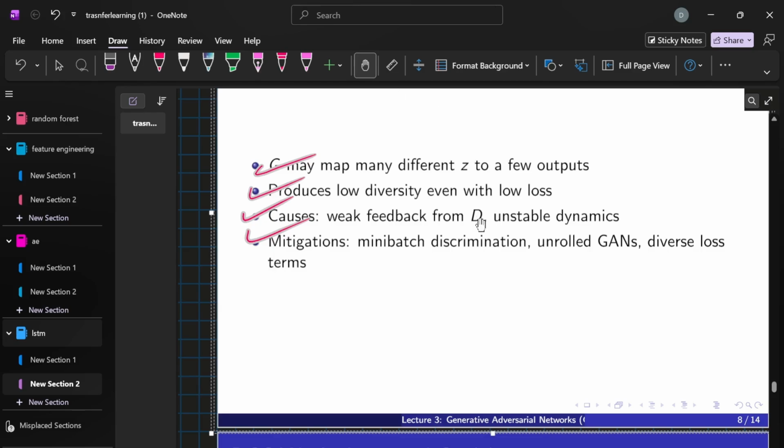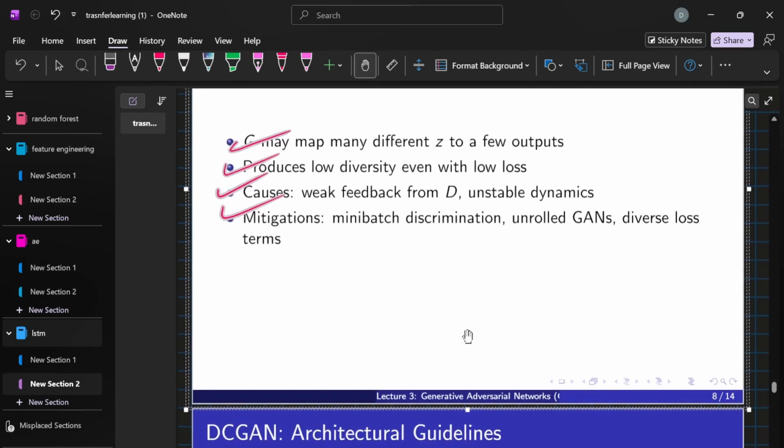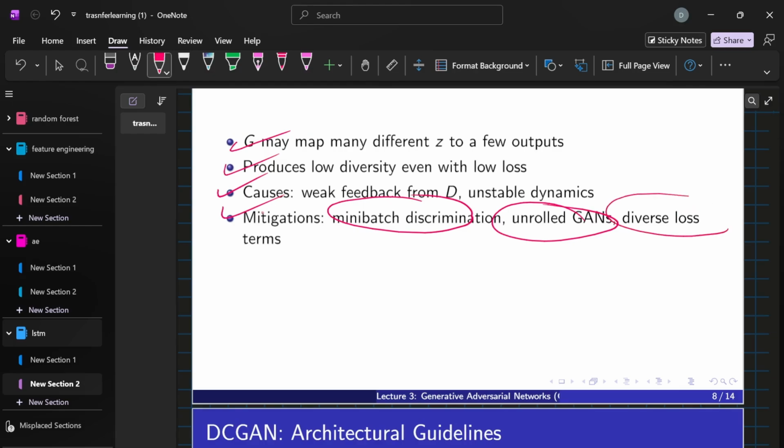This can be fixed with techniques like the minibatch discriminator, where the discriminator looks at a batch of samples together instead of one at a time, unrolled GAN, and various diversity-promoting loss terms.